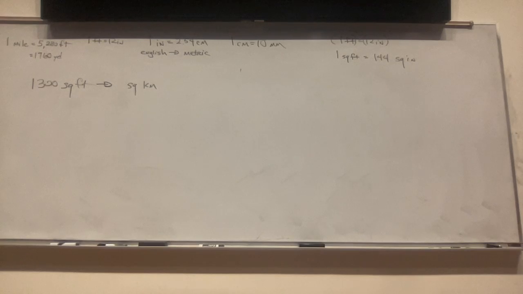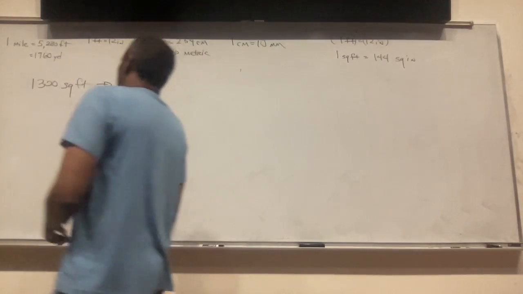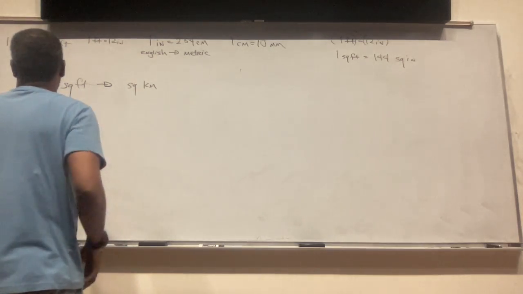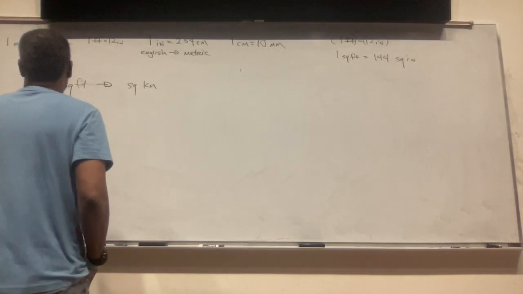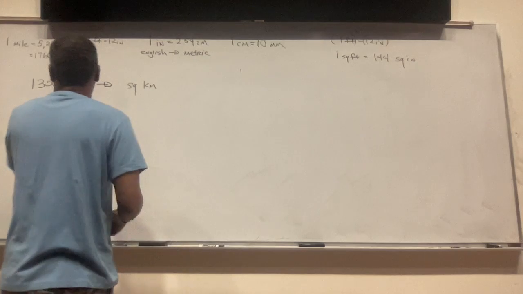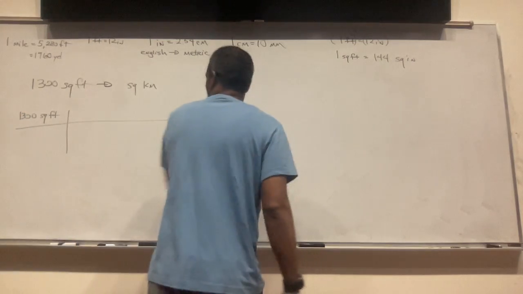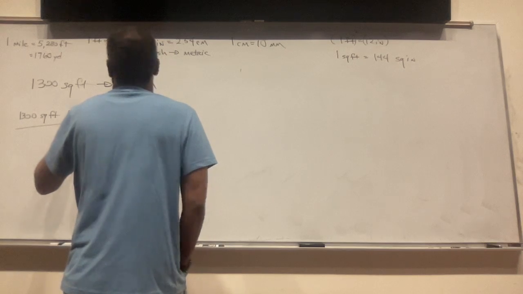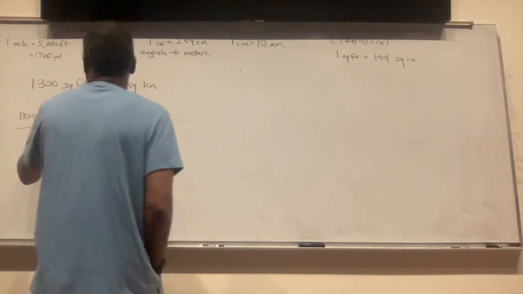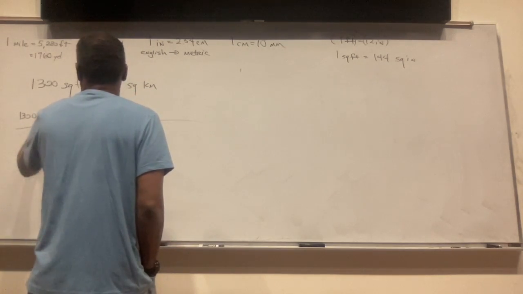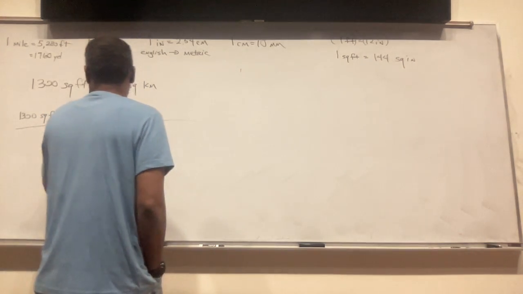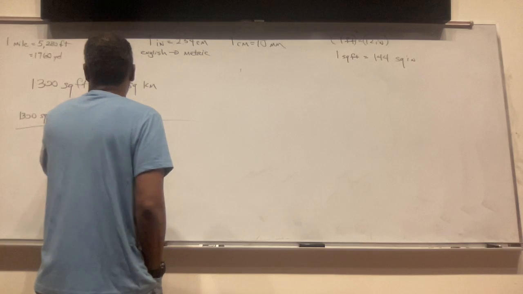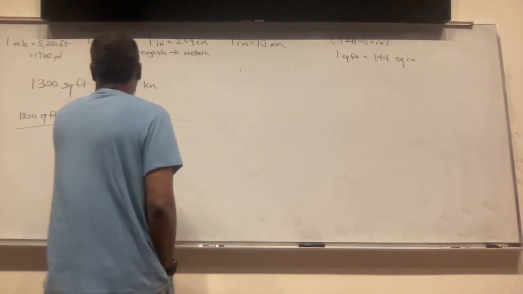Okay? That was intentional, because we got the square feet conversion factor. So we can go from square feet to square inches. 1 square foot is 144 square inches.